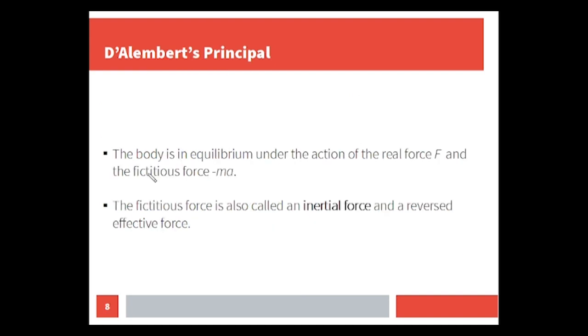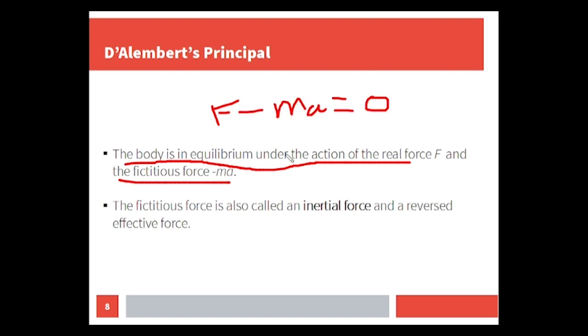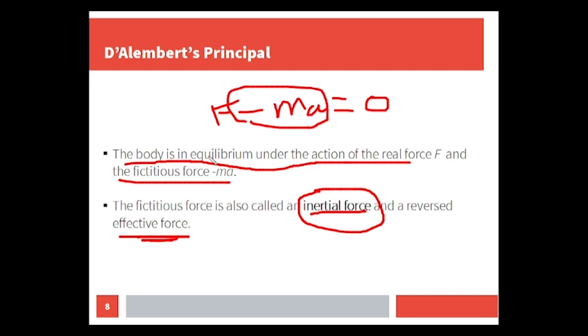When you say that the body is in equilibrium under the real force F and the fictitious force, then this equation F minus ma is equal to 0 represents the case of dynamic equilibrium. This minus ma is called the inertial force, or a fictitious force. The most commonly used word is inertial force. This creates a reverse effect. Basically, the equation F minus ma represents the dynamic equilibrium case.